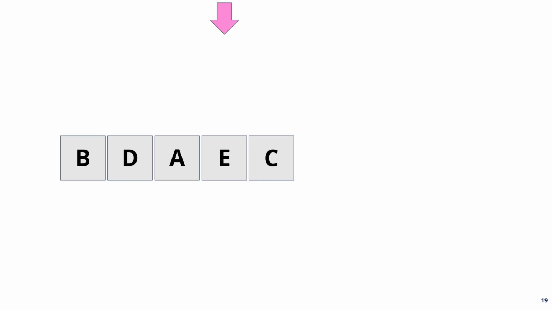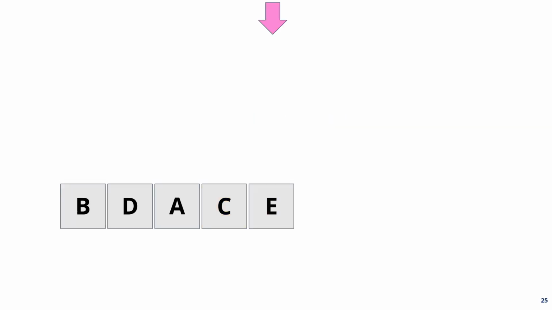Now we move to element 4, which happens to still be the E. We look at the one that follows it. Do we swap them? Yes, because E is greater than C. We don't need to consider the E and what follows it, because there is nothing that follows it. We're at the end of the list.